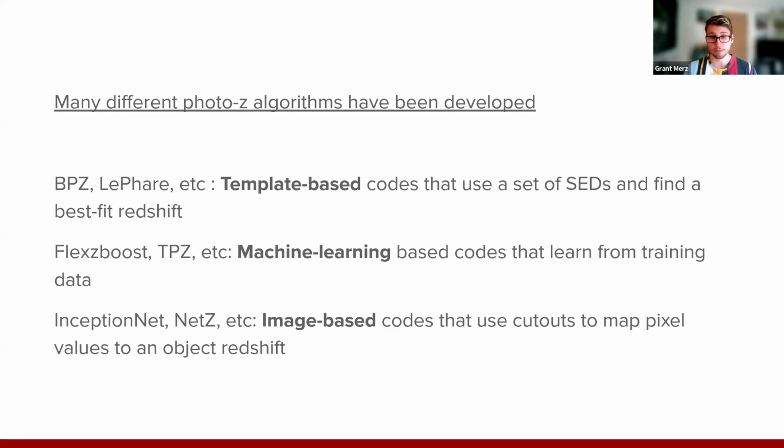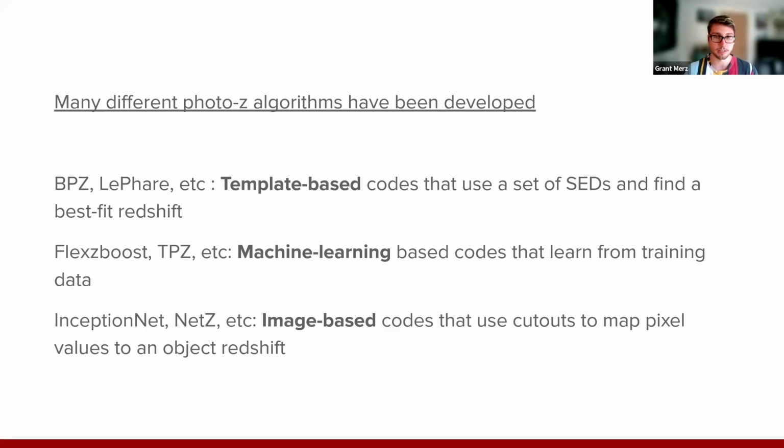There are also machine learning based codes. These are codes that take in the photometry and some sort of ground truth redshift, and learn a nonlinear mapping between that photometry space and the output redshift. And popular codes are things like FlexZBoost and TPZ.